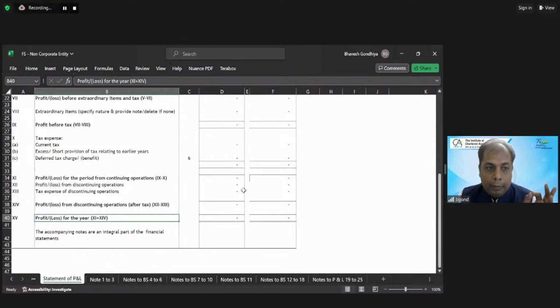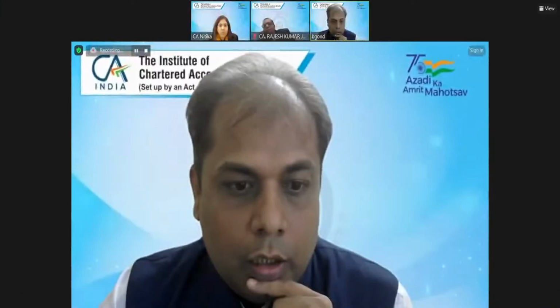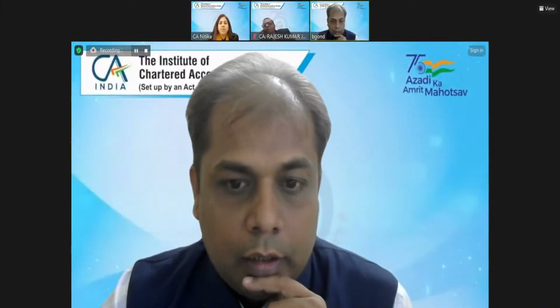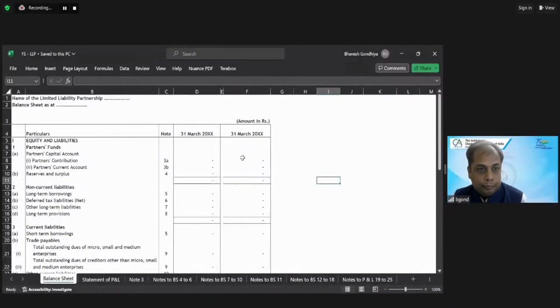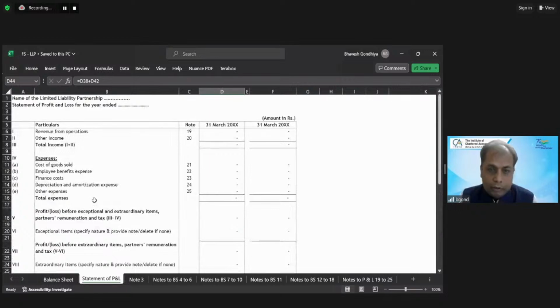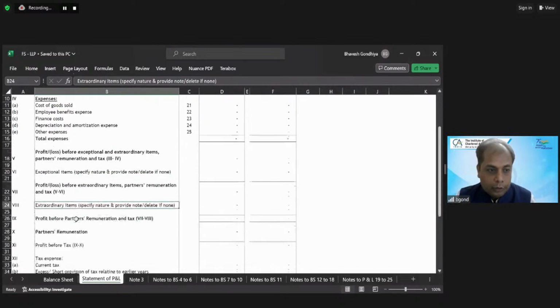Now, let me go to the LLP format, the financial statement for the LLP. Yes, now, ma'am, is this visible? Yes, sir. So this is your LLP, where the same pattern would follow, like revenue from operations and expenses are there. Before exceptional and extraordinary items, you have covered that question, that also we have seen.